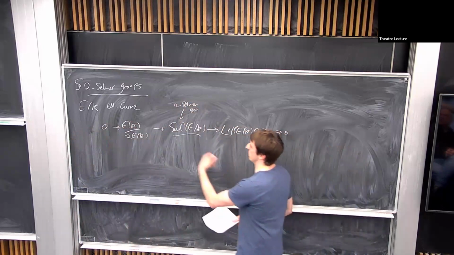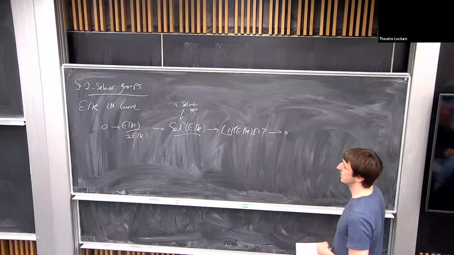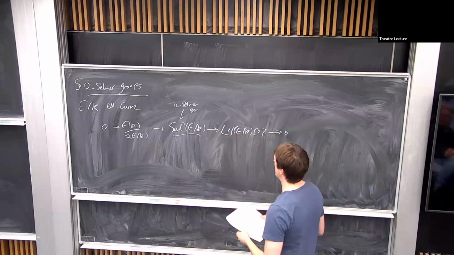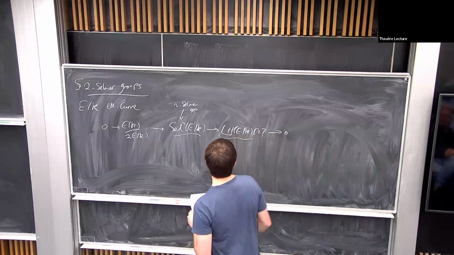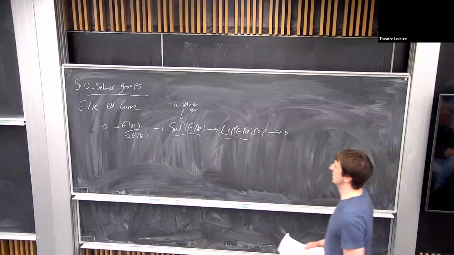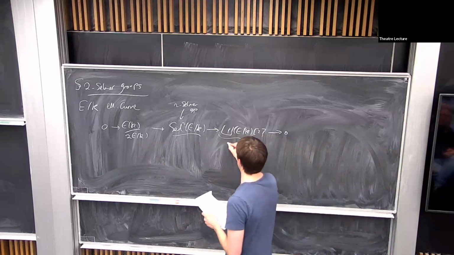If you want to compute the rank of an elliptic curve, probably the first thing you try to do is compute the Selmer group, and its dimension gives you an upper bound on the rank. And if you're lucky, this cokernel will be trivial, and then you compute the rank, and otherwise you have to worry about how big this cokernel is. So this is the Shafarevich-Tate group.